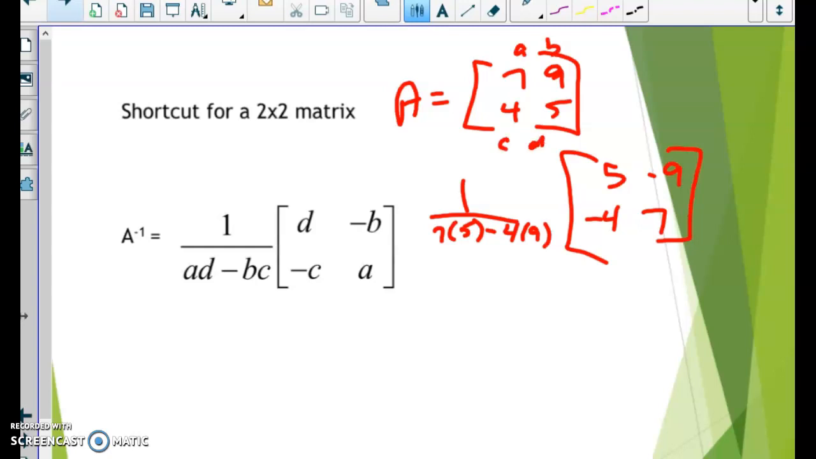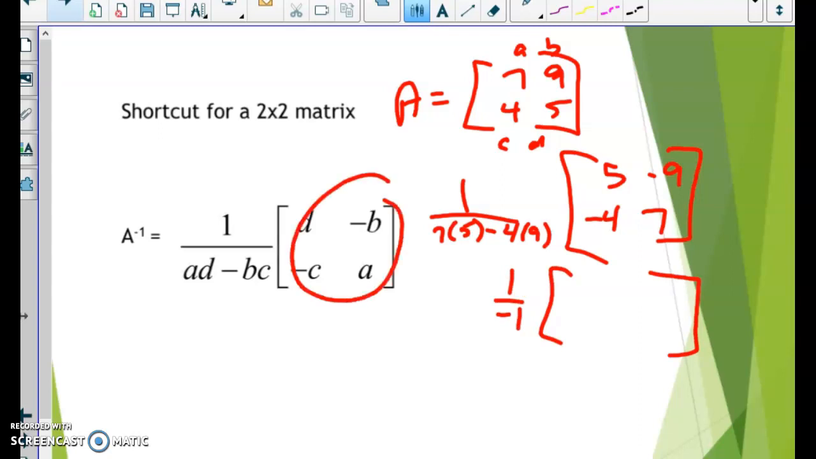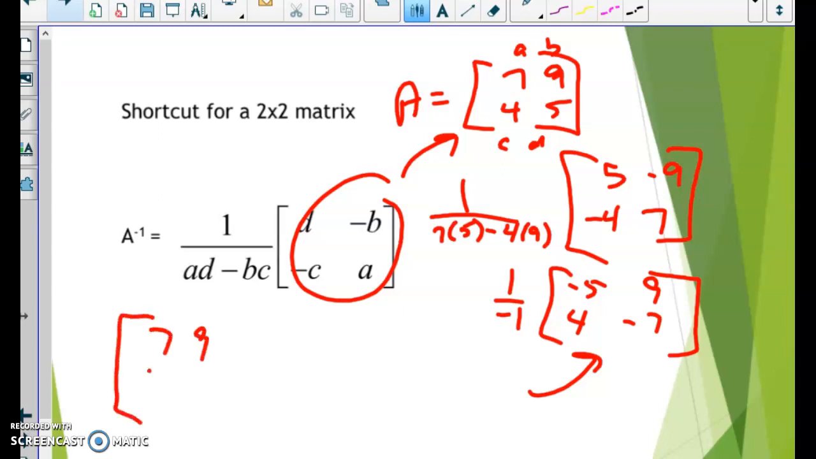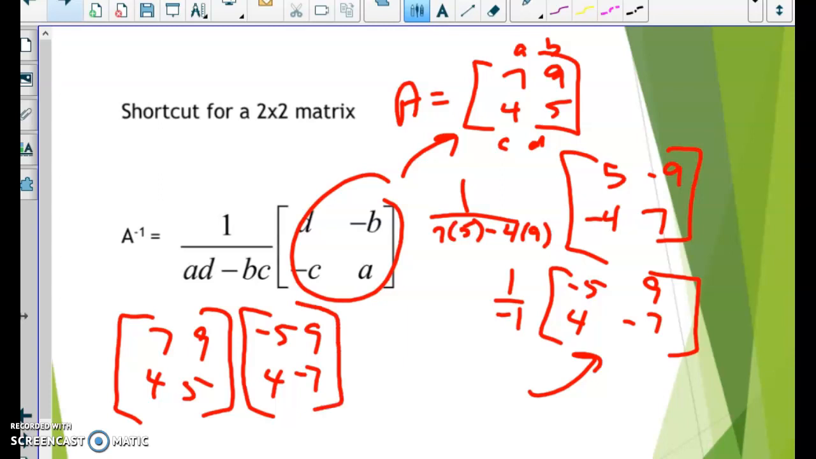And this ends up being 35 minus 36, so I get 1 over negative 1 times that switched matrix, which causes all of them to switch to negative 5, 9, 4, negative 7. And this matrix is the inverse of this. So if I was to take 7, 9, 4, 5 times its inverse, negative 5, 9, 4, negative 7, I would get the identity matrix. You can take your time to show that to yourself.